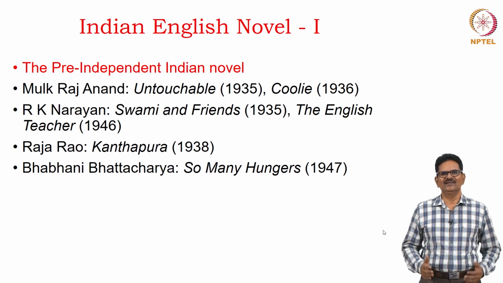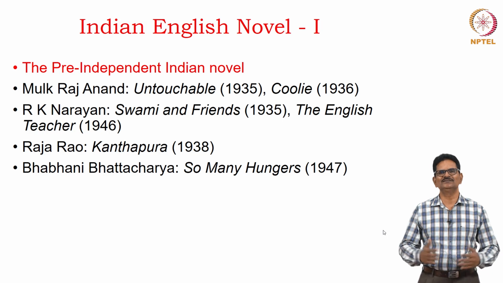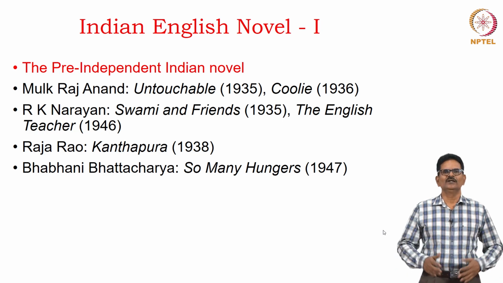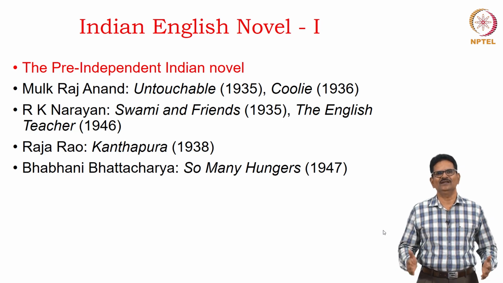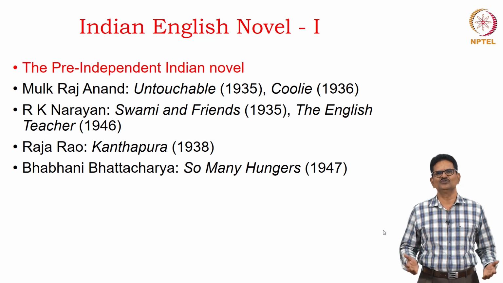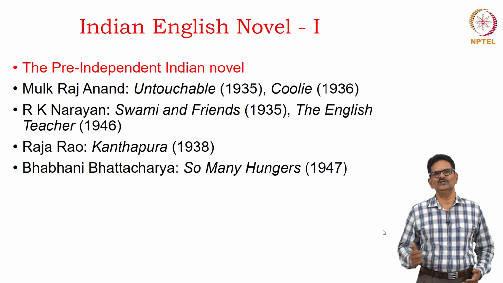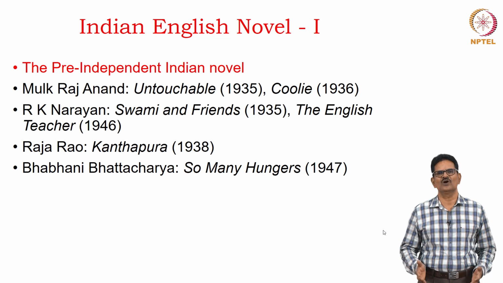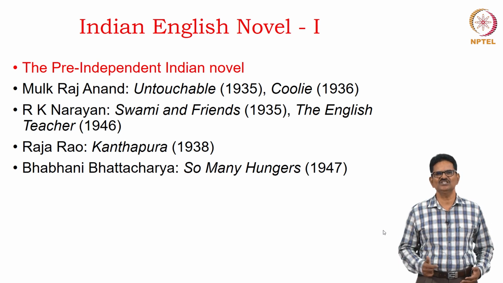In Indian English, we have novels in three different periods. Here is the pre-independent Indian novel. We have three great novelists, Mulkraj Anand, R.K. Narayan and Raja Rao. Mulkraj Anand is known for Untouchable and Coolie. R.K. Narayan is known for Swami and Friends and The English Teacher. He has written some other novels.